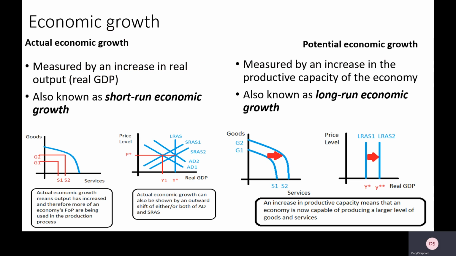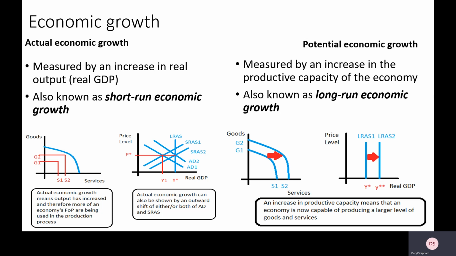Let's think first of all about the definitions of actual and potential economic growth. Now, actual economic growth is a physical increase in the output of the economy. So that means there's an increase in the real GDP. This is also known as short-run economic growth. So a physical increase in output is going to be actual economic growth.